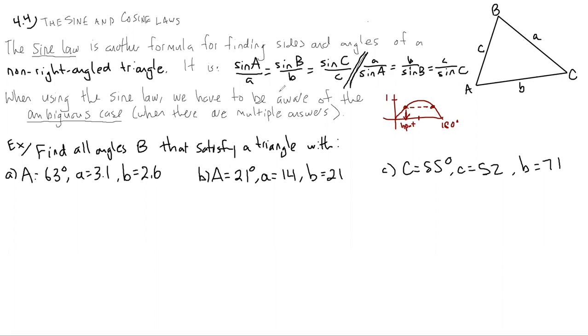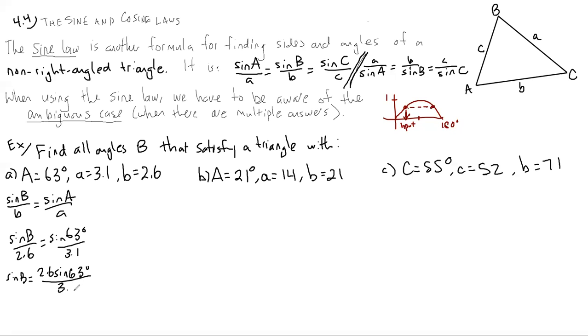And we should encounter, I think, everything that can possibly happen with using the sine law to solve for an angle. For the first one, we've got a's and b's. So I'm going to set up the sine law for a's and b's to solve for angle B. I will have sine B over little b, 2.6, is sine 63 over 3.1. And so solve for sine B: 2.6 sine 63 over 3.1, plug it in the calculator.